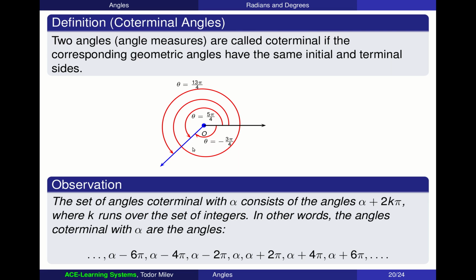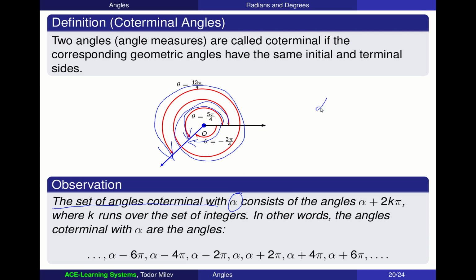How can that happen? Here I've drawn a bunch of coterminal angles for you. Here's one angle, but rather than using that angle, you can travel in the negative direction. There you go. Or you could take one angle and come around multiple times. So the set of angles coterminal with a fixed angle alpha consists of all angles obtained in the following fashion.